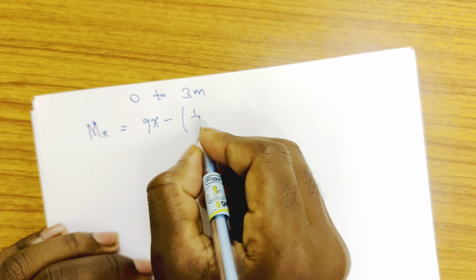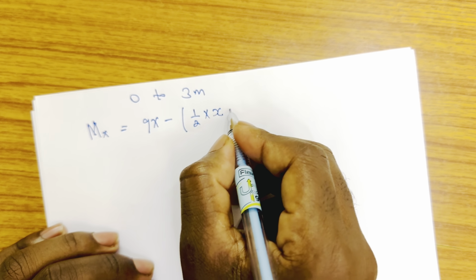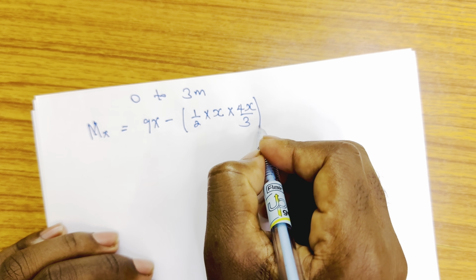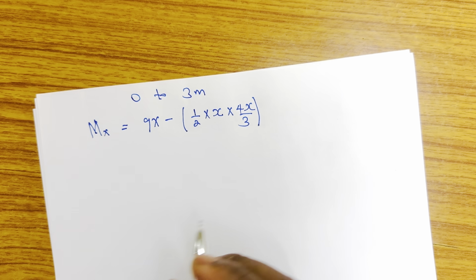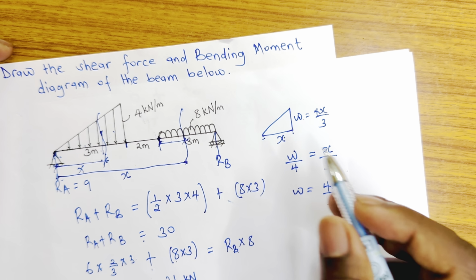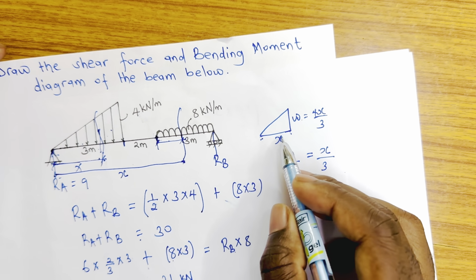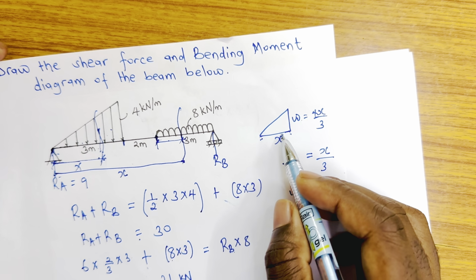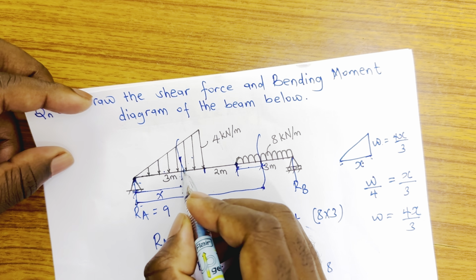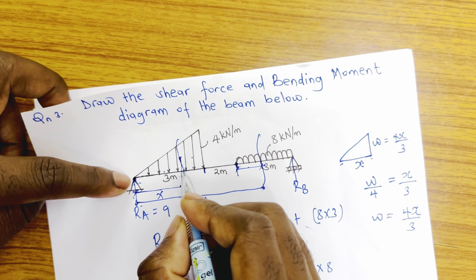So the area is half times x and then times 4x by 3. This is the area of a small triangle, this small triangle that I had drawn. Now, if I've found the area, that is equivalent to the force. But I need the moment. I need the moment when I'm standing at this point, x from A.